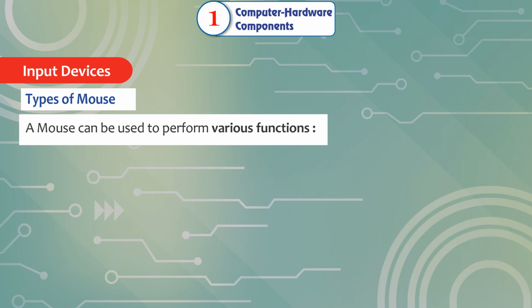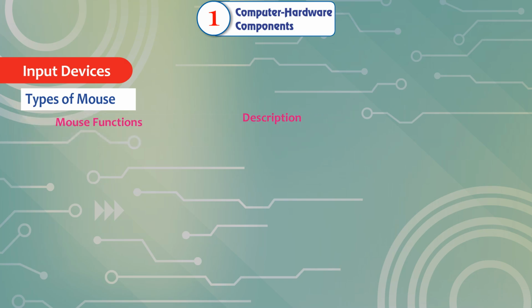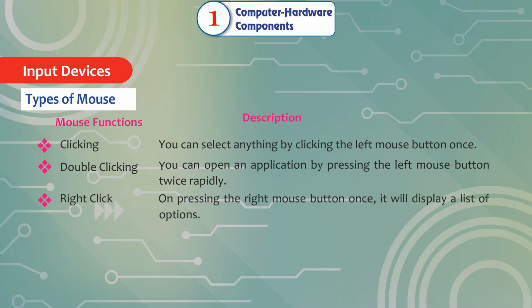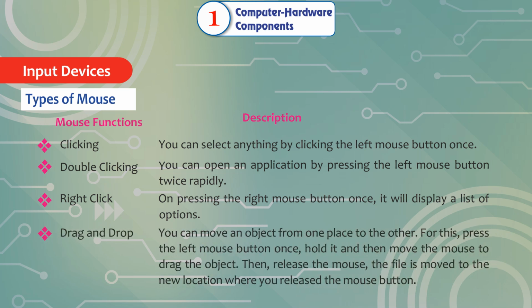A mouse can be used to perform various functions. Mouse functions. Description. Clicking. You can select anything by clicking the left mouse button once. Double-clicking. You can open an application by pressing the left mouse button twice rapidly. Right-click. On pressing the right mouse button once, it will display a list of options.